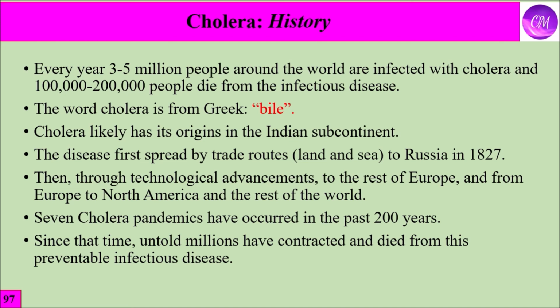The disease first spread by trade routes by land and sea to Russia in 1827. Then through technological advancements to the rest of Europe, and from Europe to North America and the rest of the world. 7 cholera pandemics have occurred in the past 200 years. Since that time, untold millions have contracted and died from this preventable infectious disease.